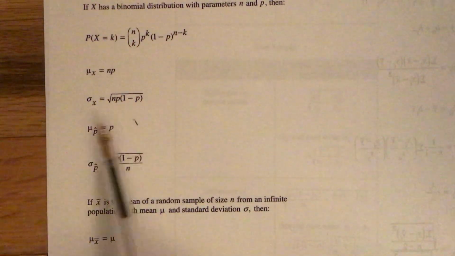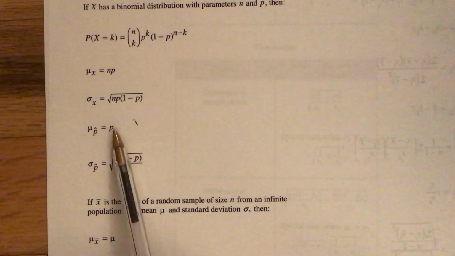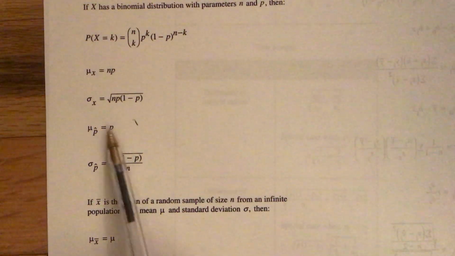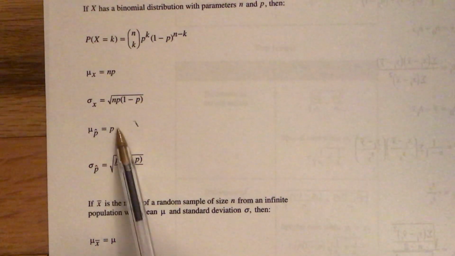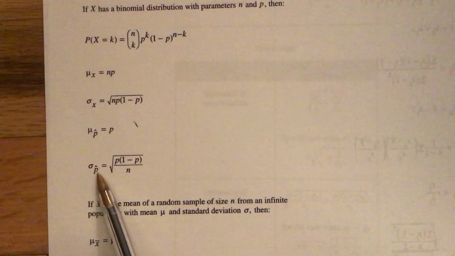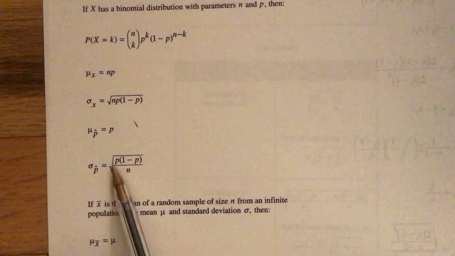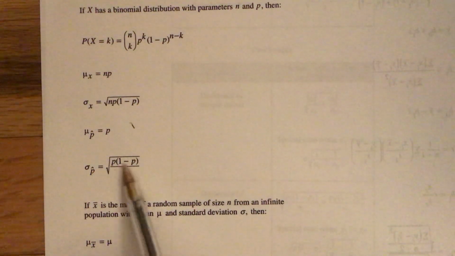Then it starts getting to inference. When we did inference, we had proportions. So this is if you were taking a sample proportion. The mean of your sample proportions would just be the population proportion. And then the standard deviation of your proportions was the square root of p times q over n. Once again, they don't write q, they write 1 minus p.